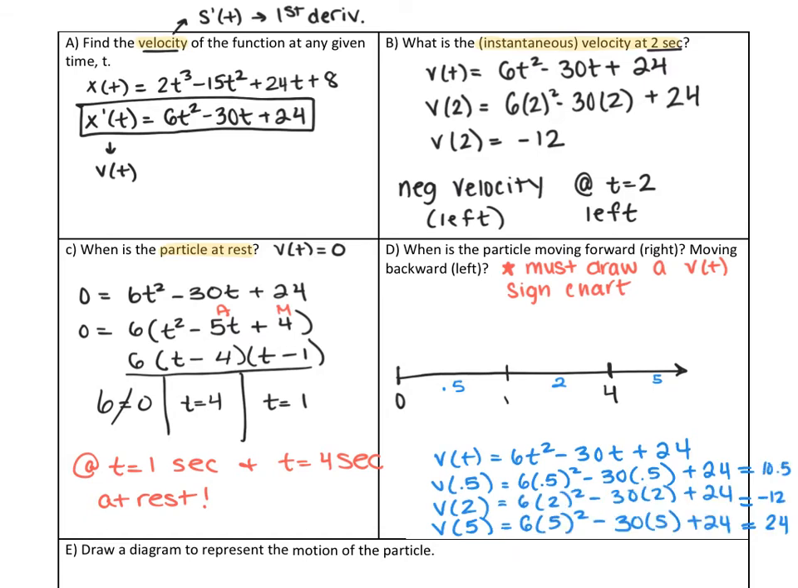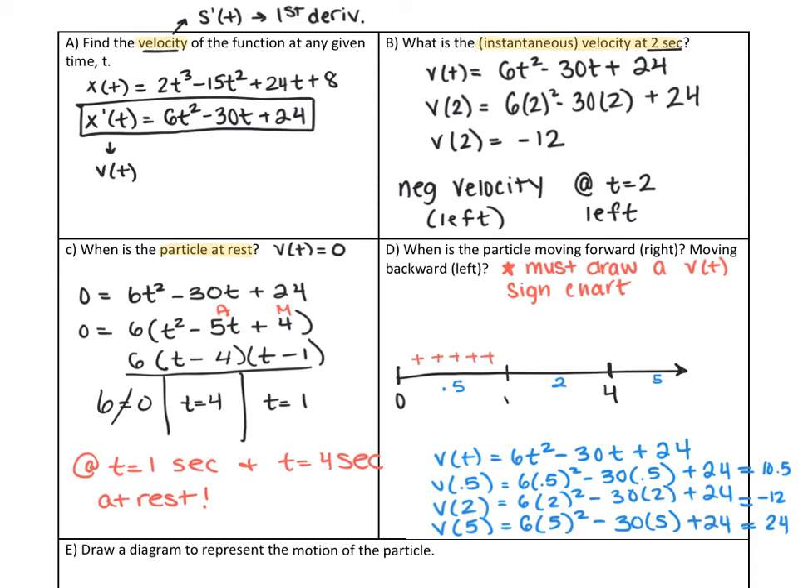Okay, so 10.5 is what I got when I plugged in 0.5. Negative 12 when I got 2, right? Same for over here, 24 when I got 5. So since this 10.5 is positive, that means we're going to put pluses here. So between 0 and 1, my velocity is positive.